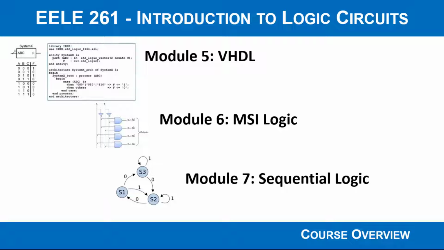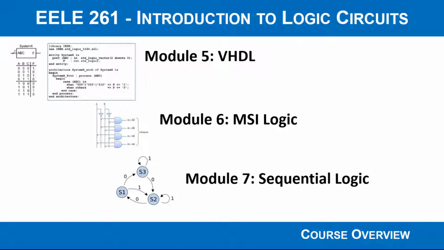And then we finally wrap up the course with Module 7. And this is on sequential logic. So this sequential logic refers to a circuit that has some elements of storage to it. And so we're not only going to have combinational logic circuits, but we're going to have devices that can store ones and zeros.